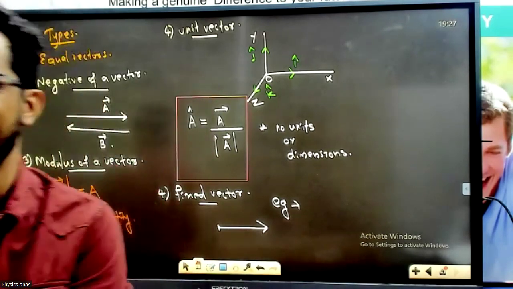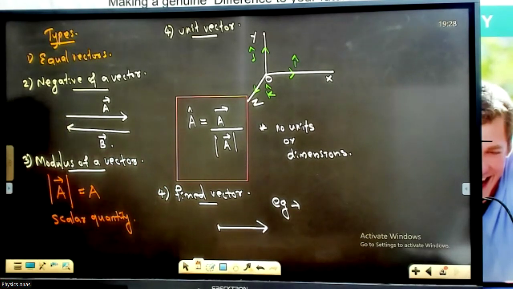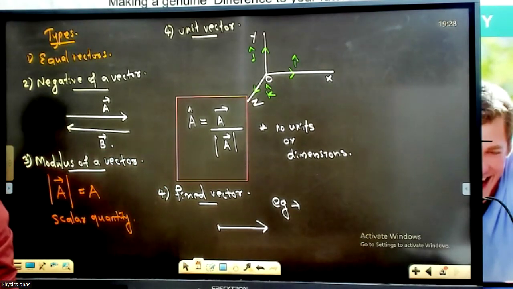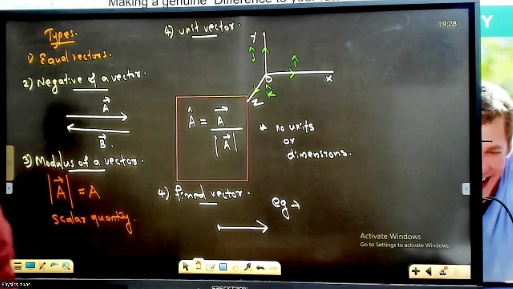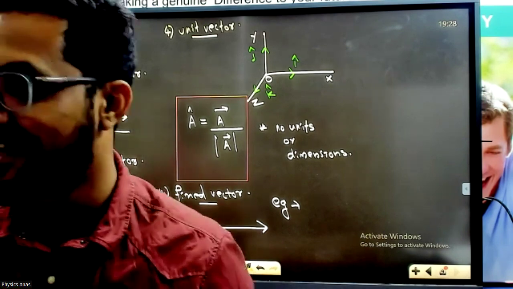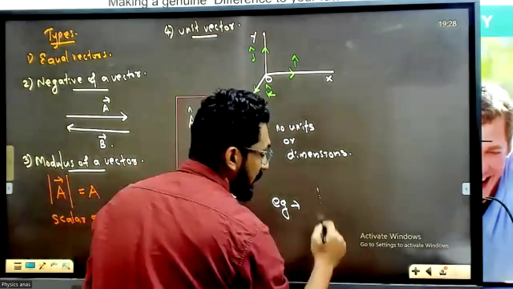You have a clock. That's not a vector. Vector means it should have a direction. What about a position vector?